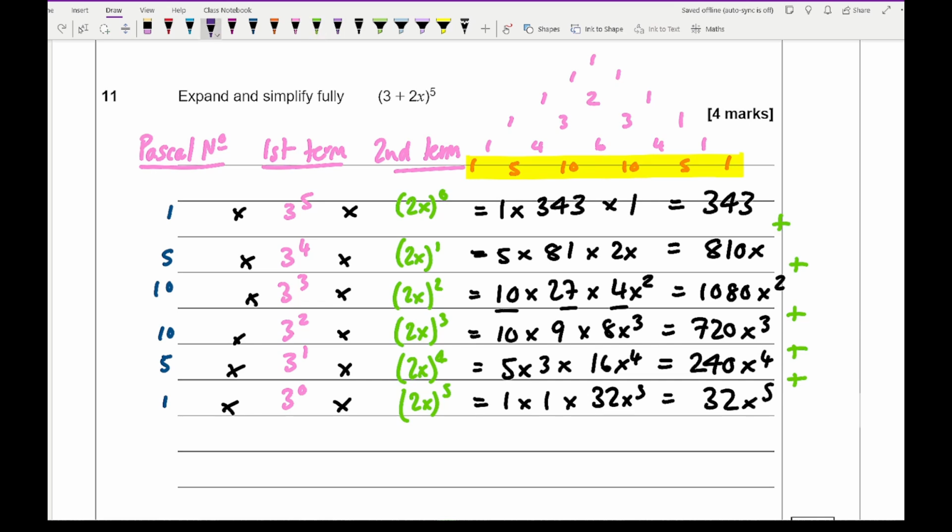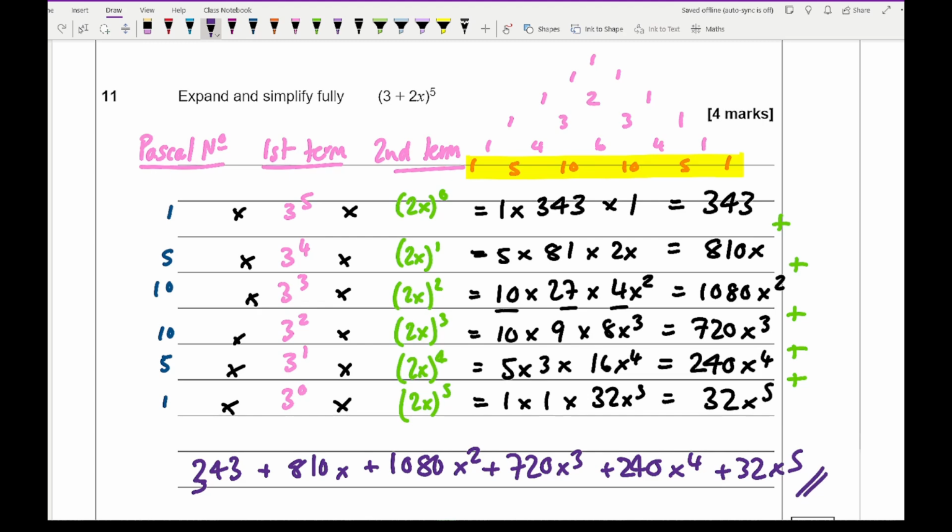343 plus 810x plus 1080x squared plus 720x cubed plus 240x to the power of 4 plus 32x to the power of 5. And there we go.